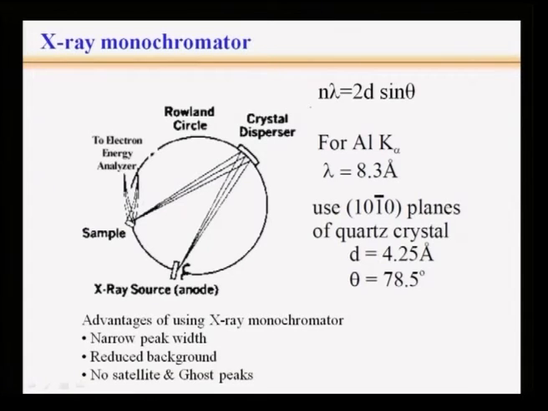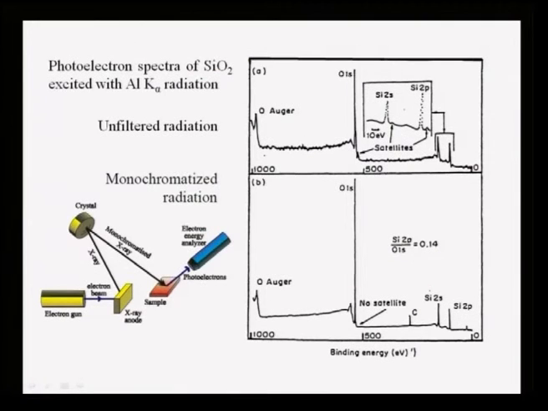Another important part of the instrument is the monochromator. The X-ray monochromator produces monochromatized X-rays. This is done by Bragg's law, as you see here. Bragg's law is n lambda equals 2 d sin theta. If you use aluminum K alpha, this is the lambda, and if you use quartz plates, d becomes this and theta is this. So by using different crystal plates, we can monochromatize and get exactly the aluminum K alpha and not any others, like K beta or K alpha 2.